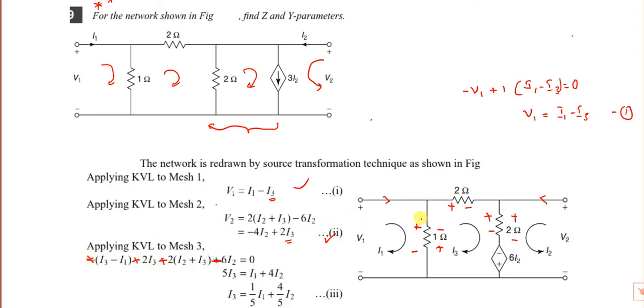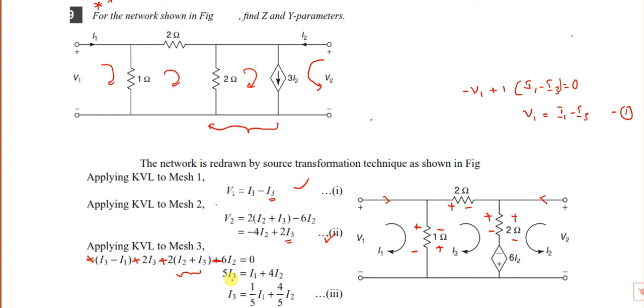Plus 1 into I3 minus I1, because I3 and I1 are flowing in opposite directions, plus 2 into I3, plus 2 into I2 plus I3, because I3 is down, I2 is also down. In mesh analysis we write clockwise direction for all the meshes, but here in the two-port, I2 direction is fixed towards the node, so you can write opposite, and both currents are flowing in the same direction. So instead of I2 minus I3, please note it is I2 plus I3, because I2 and I3 are both going downwards, plus 2 minus 6 I2 is equal to 0.